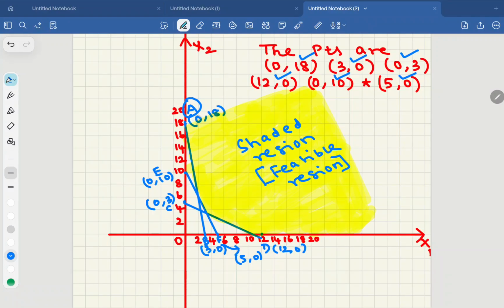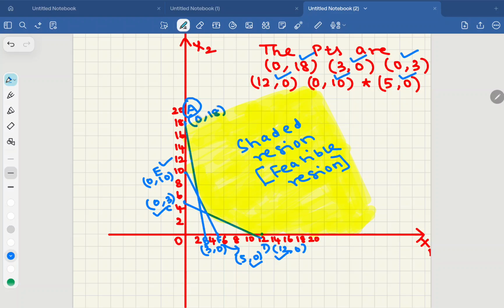Similarly for CD, (0, 3) and (12, 0). This is the point (0, 3). This is the point (12, 0). Again join these two points by a straight line. Then (0, 10) and (5, 0). This is the point E, (0, 10). This is the point F, (5, 0). Again join these two points by a straight line.